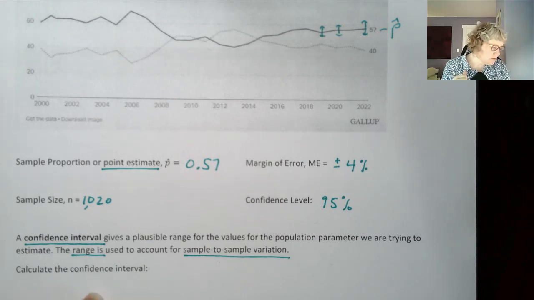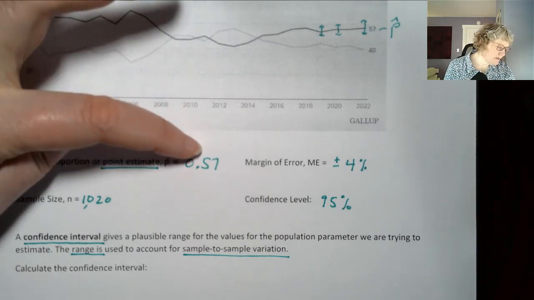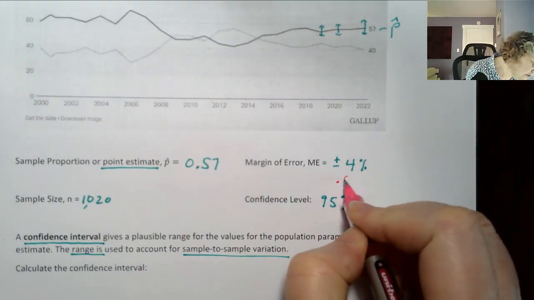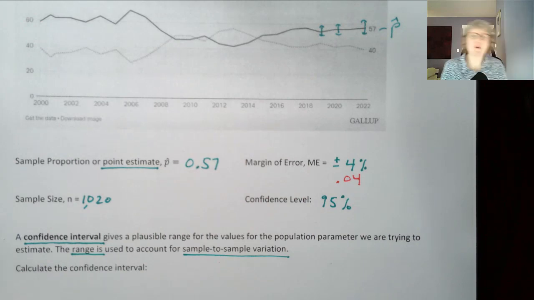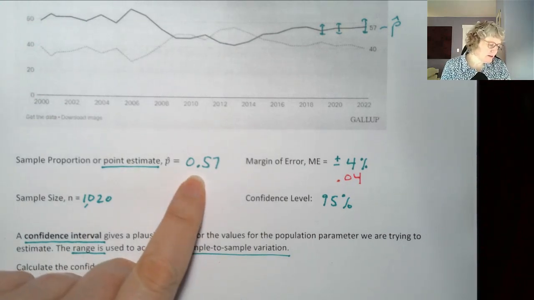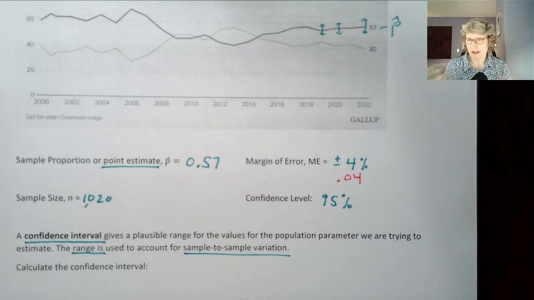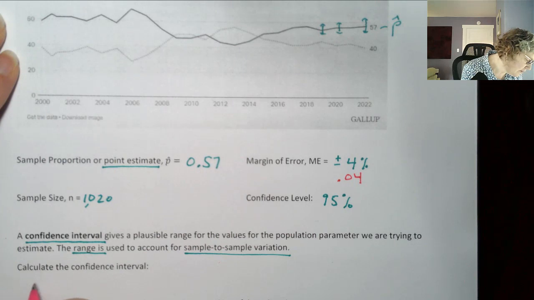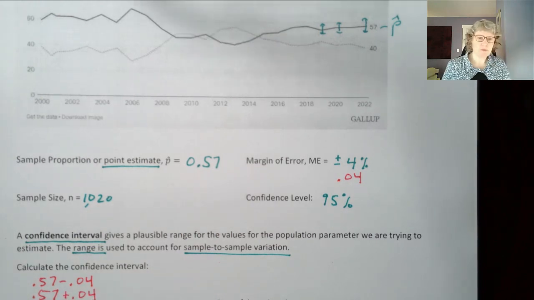So we want to give a range, and that is the plausible range for the population parameter that we're trying to estimate. To calculate our confidence interval, we're going to take our 0.57 and I'm going to need to change this into 0.04. They're both in decimal form, or they could both be in percentage form, but we need to have them in the same format. I'm going to subtract the 0.04 and add it to get that range on either side. I'll write it out over here: 0.57 minus 0.04 and 0.57 plus 0.04.